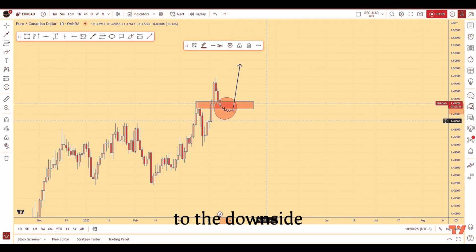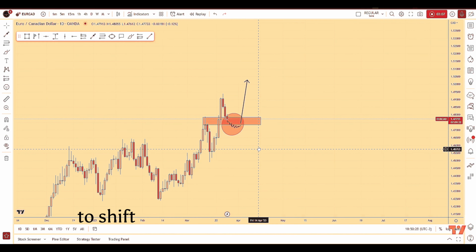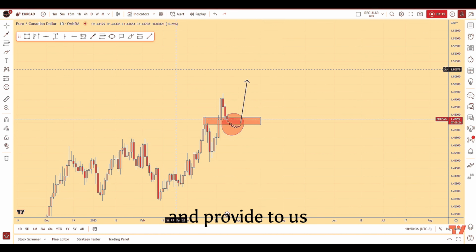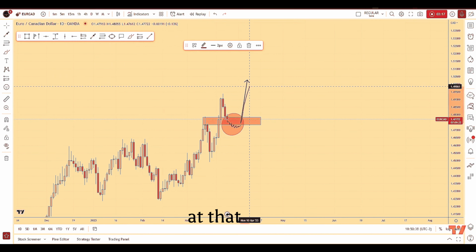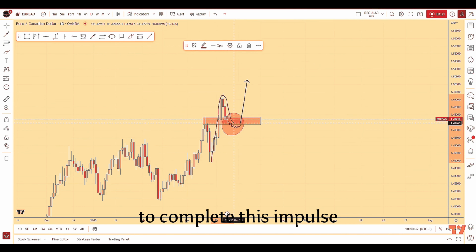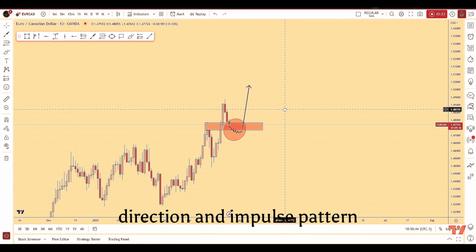during this move to the downside, waiting for the market to shift from an intraday bearish market as we would have to an intraday bullish market. And if the market would shift from an intraday bearish to bullish market and provide to us one of our valid entries, at that point we could be looking for a potential rejection higher for the market to complete this impulse correction and impulse pattern to the upside.